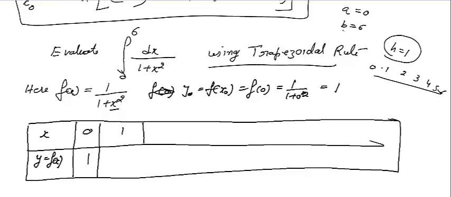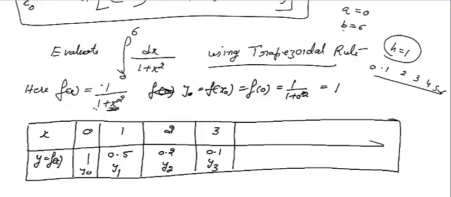Now x is equal to 1. So what you will get? 1 over 1 plus 1 square. It is 1 by 2. You get 0.5. This is y1. Now at 2 you will get the value. So when you put 2 here, 2 square is 4, 1 over 5. So 1 over 5 is 0.2. It is y2. Correct? Now you will put 3. 3 square is 9, 1 over 10. So 1 over 10 is 0.1.